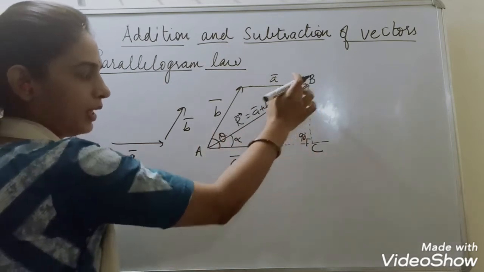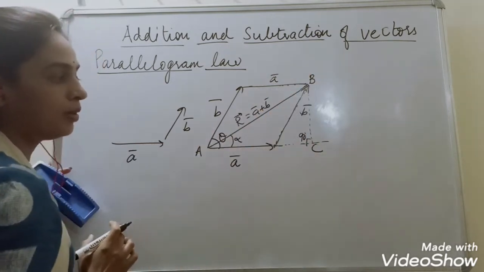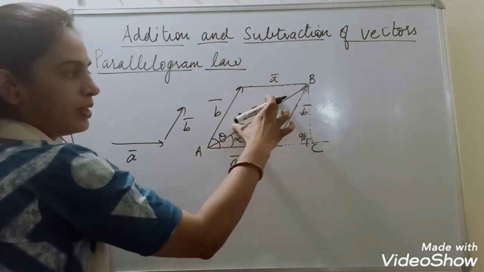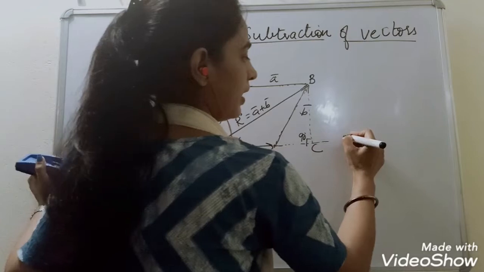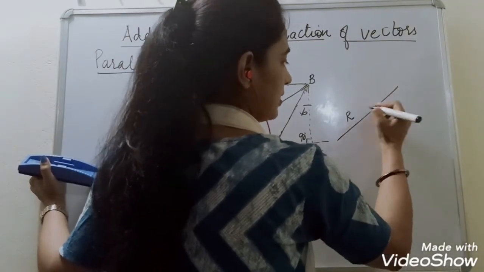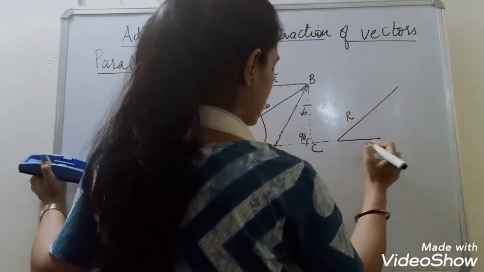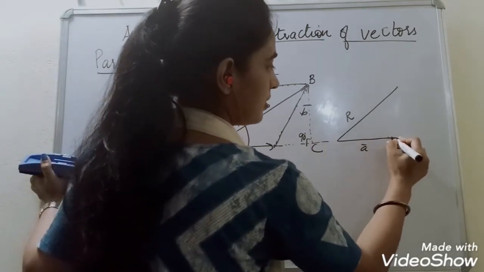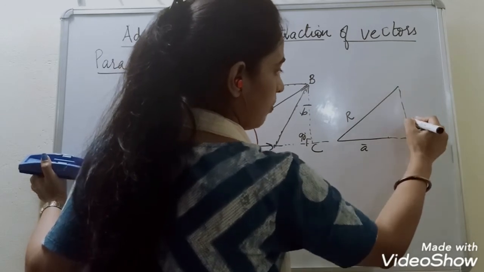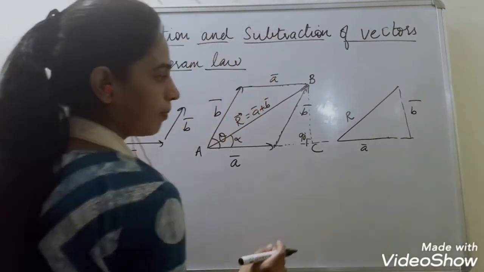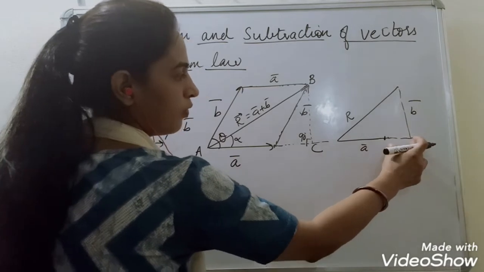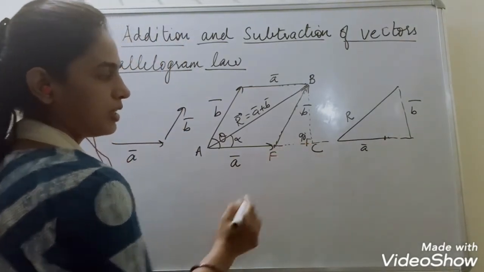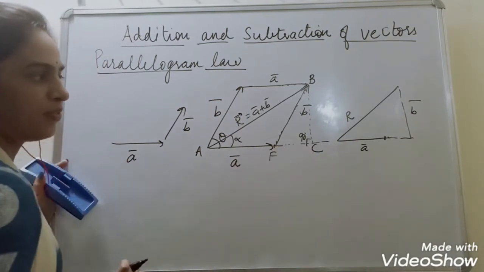Okay, are you getting it? ABC is the right angle triangle. For this big triangle, this resultant is the hypotenuse. I will draw it here. R is the hypotenuse. This is vector A, and this is one more vector. This is vector B. Now what is the value of this part? That is, let me call it FC.